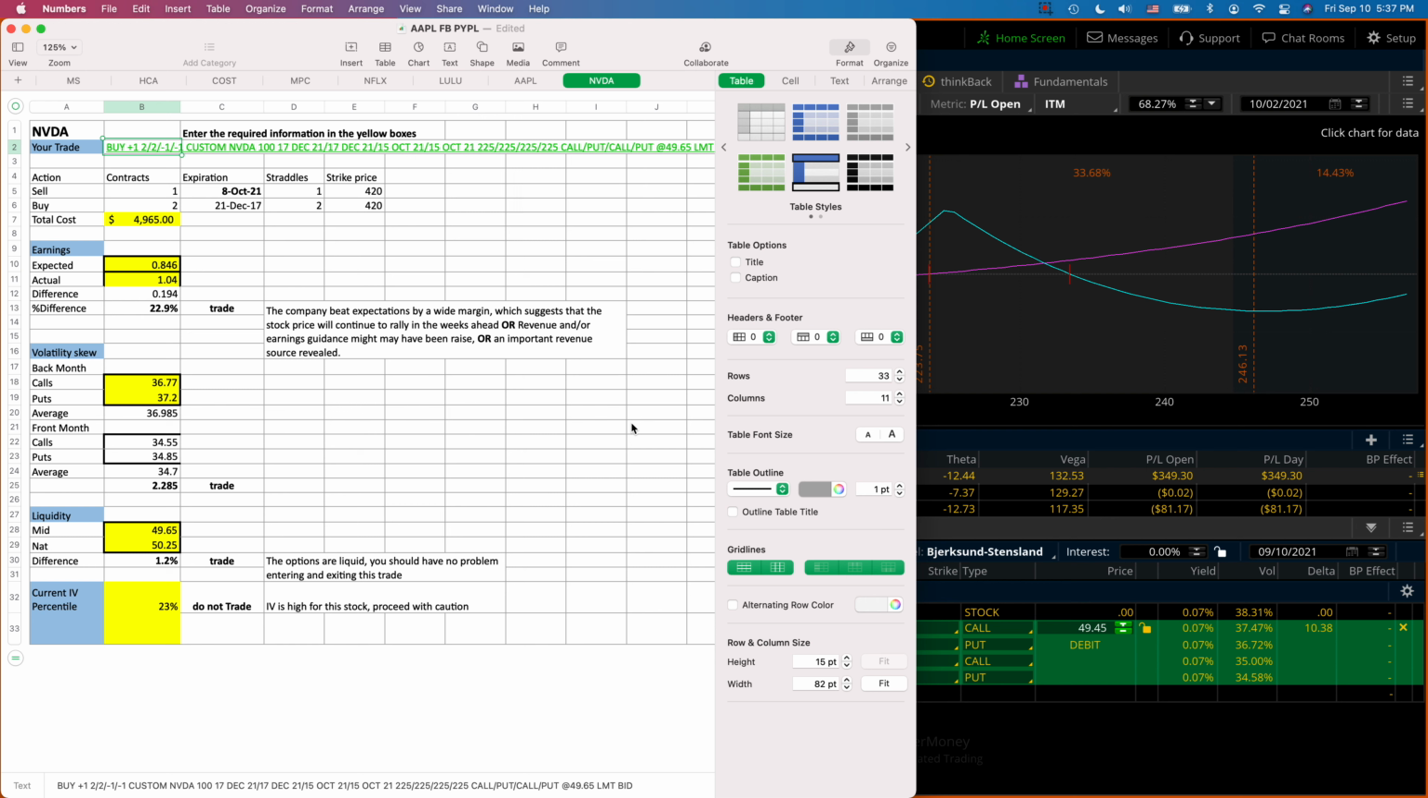Let's see. Okay, first of all, the IV percentiles, the volatility skew here. 37.6, 36.57, 34.91, 34.53. You can see that down here, okay? On your bottom right corner, that's where they are. And that is 2.365. That's less than 3. We're happy with that.